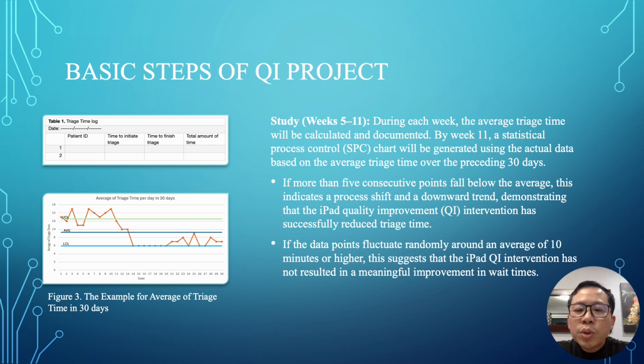If the data points fluctuate randomly around the average of 10 minutes or higher, this suggests the iPad QI intervention has not resulted in a meaningful improvement in waiting time.